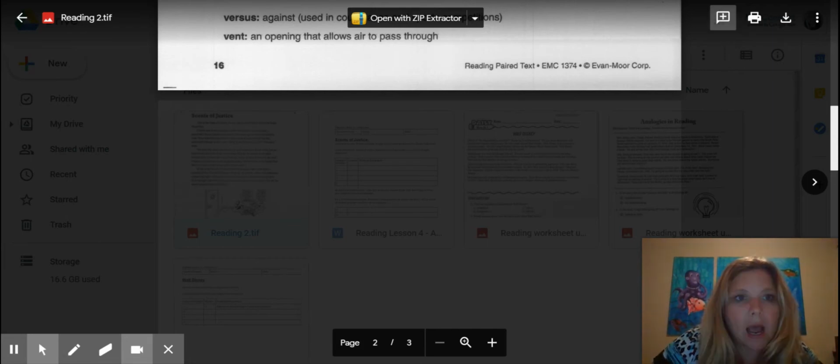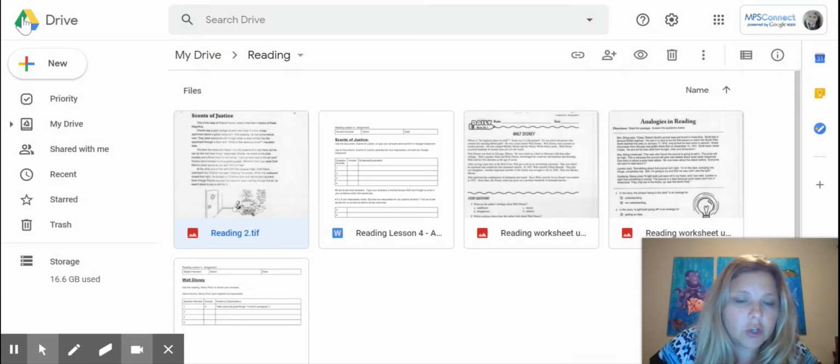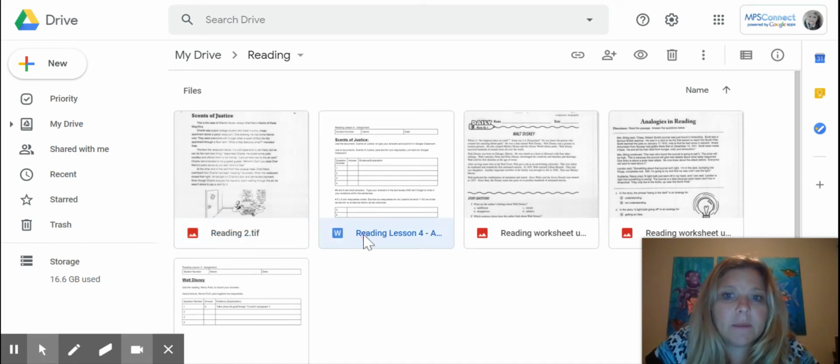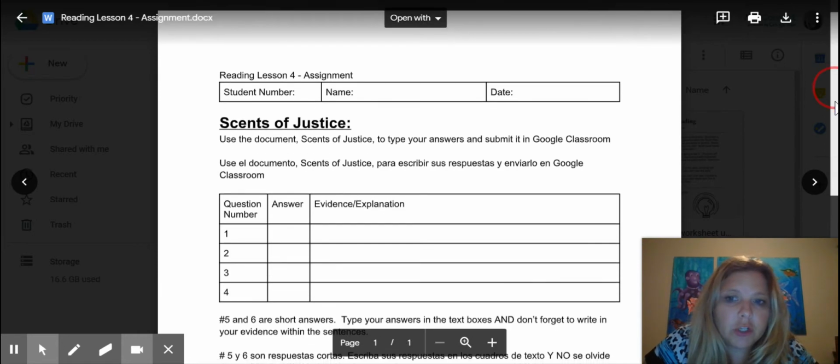I'm going to go ahead and get out of this, and I'm going to take you then into what I want to show you as far as the other documents go. If you are in Google Classroom, this is the document that you are going to see when you are working and what you're going to type on. You will type in your student number, your name, the date, and then the questions are multiple choice 1 through 4.